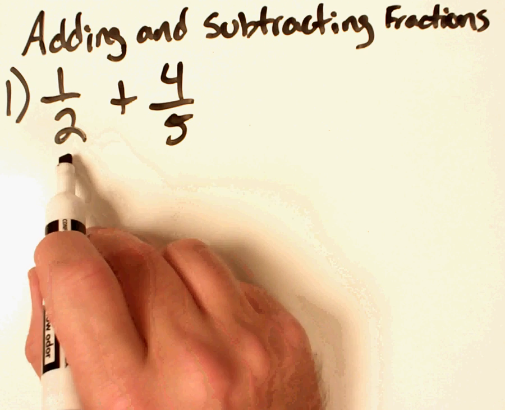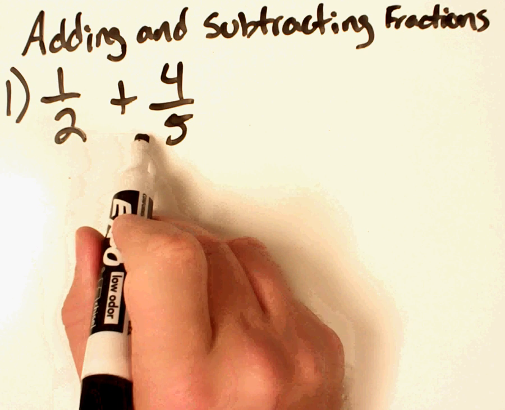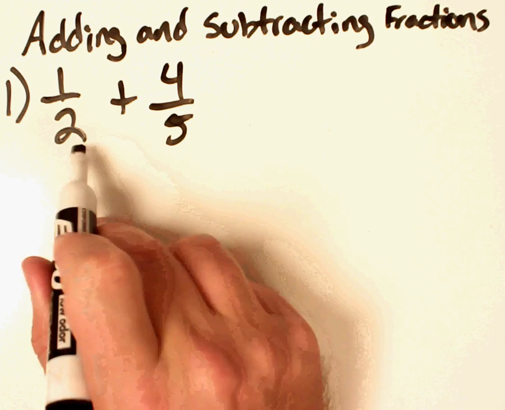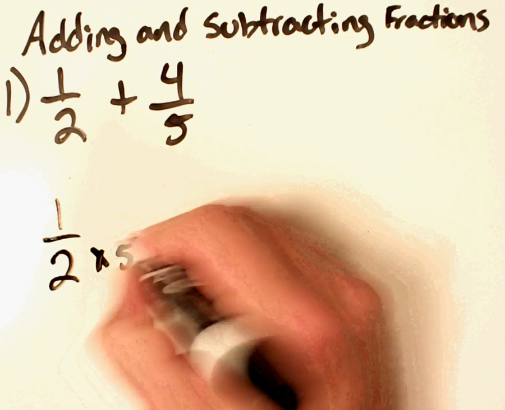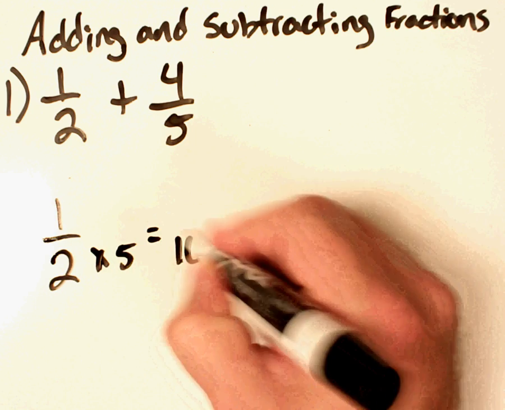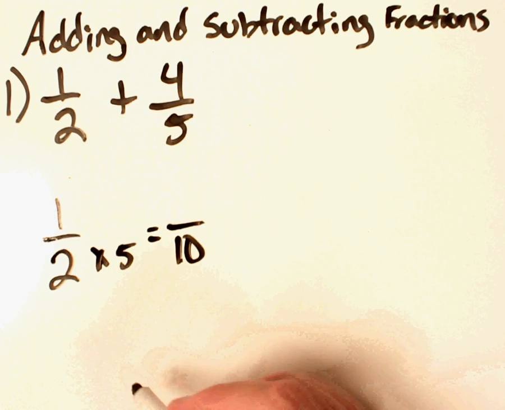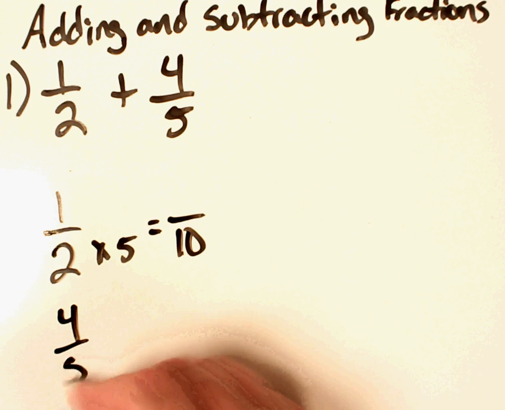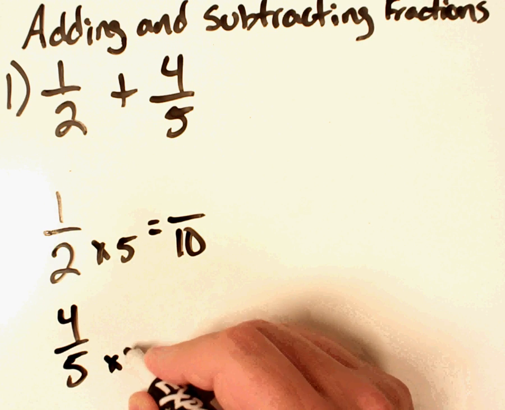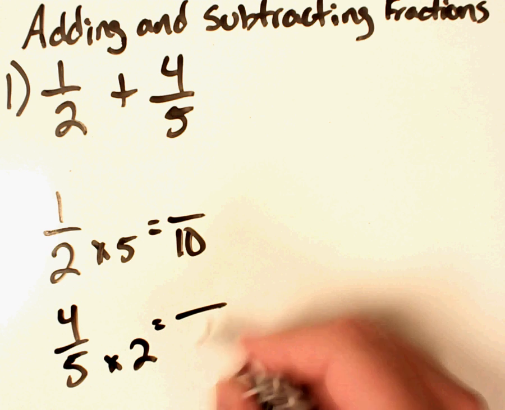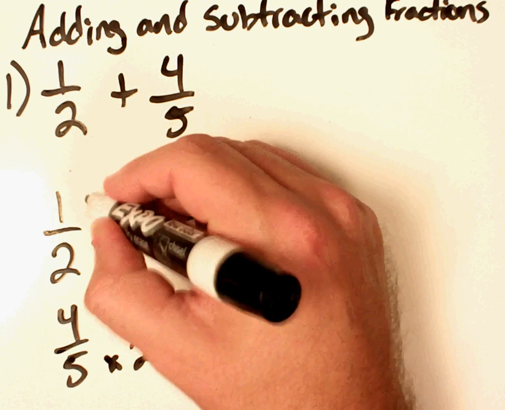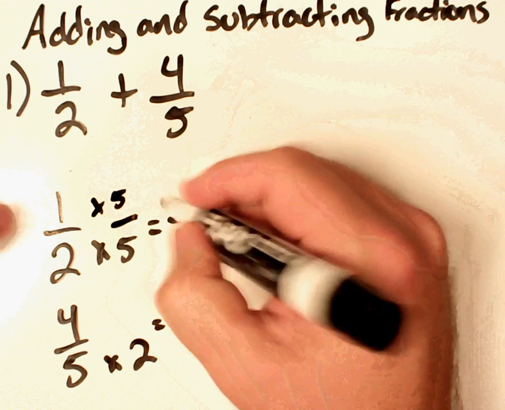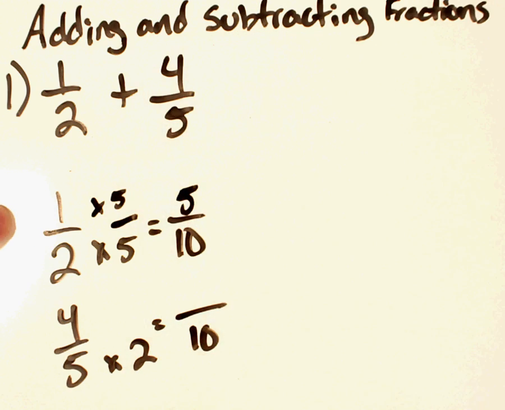So one strategy is simply to multiply the denominators by each other. So if I take 1/2 and I multiply the denominator by 5, I'm going to get 10. If I take 4/5 and I multiply the denominator by 2, I'm going to get 10. Now remember, whatever I do to the bottom, I also have to do to the top. So I'm going to multiply the top by 5 as well. So I'm going to end up with 5/10.